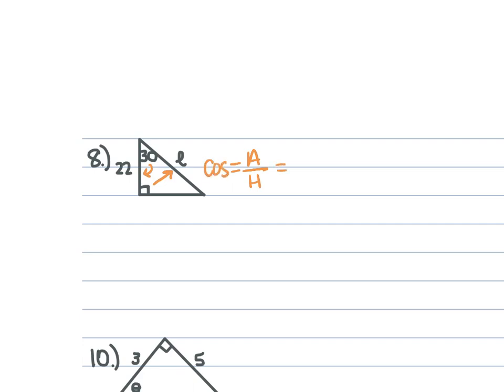So then we have adjacent, which is the 22, over hypotenuse, which is L. And then since we're working with a 30, 60, 90 triangle, we're going to have 1, 2, and the square root of 3, making sure that 2 is our hypotenuse and that 1 is the smallest side length. So this is going to be set equal to 1 over 2. We are going to cross multiply with these. So L is equal to 22 times 2, which is 44.